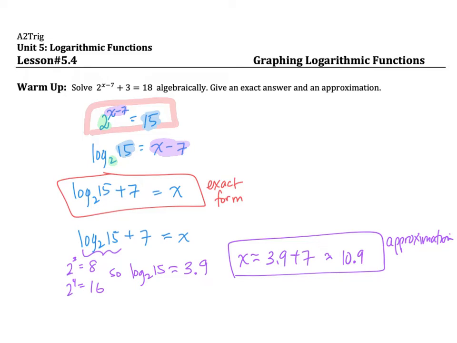Move the 7 to the other side. So you can see here, this is our exact form. Now, if we wanted to get an approximate form, I just need to approximate the value of log base 2 of 15. How do I do that? Well, 2 cubed is 8, 2 to the 4th is 16. Since this number is 15, I need to take 2 to the power of something very close to 4 because 16 is very close to 15. So I estimated it to be 3.9, and then I add that to 7, so my approximation is 10.9.